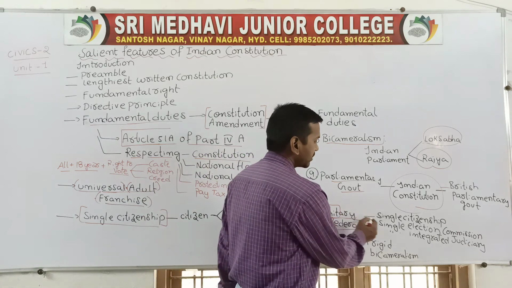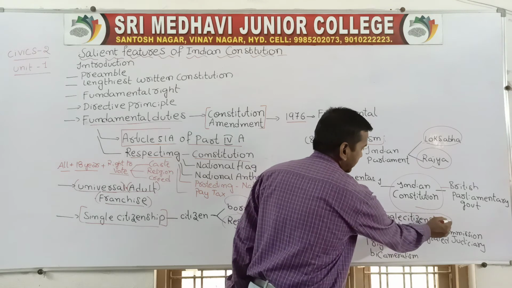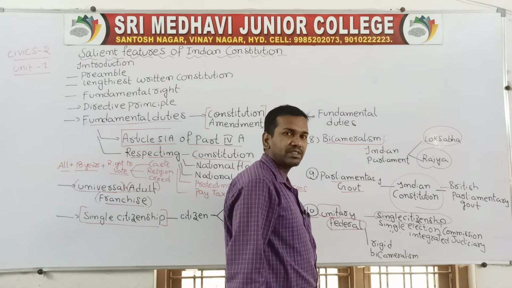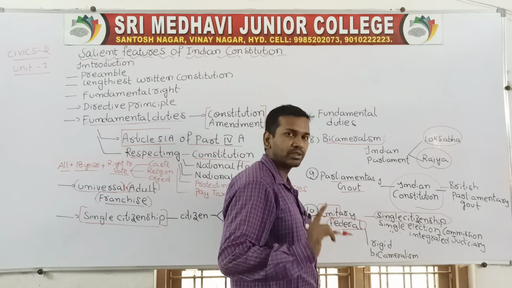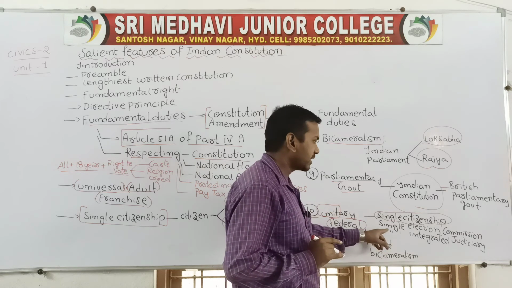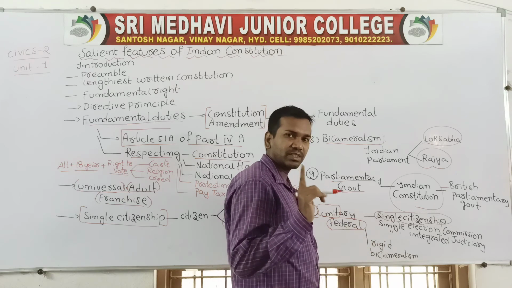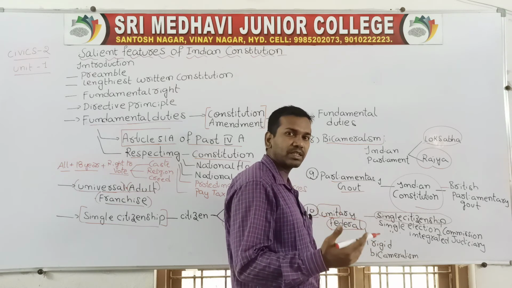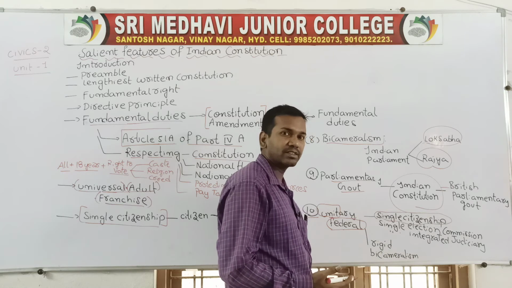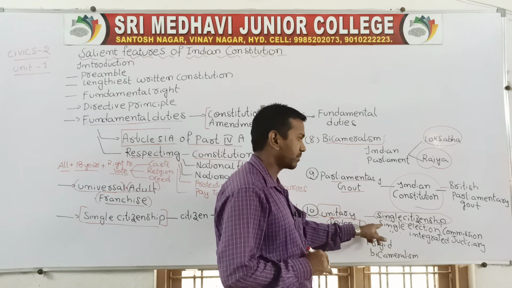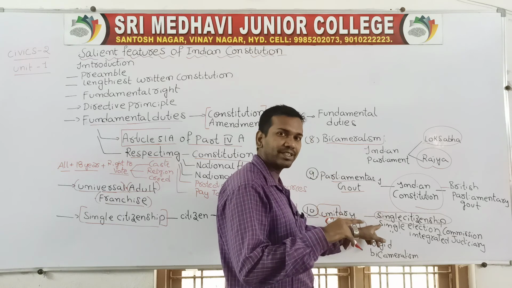Unitary in the sense, for example, single citizenship. We are following single citizenship, one citizenship, so that is called unitary. Second thing, single election commission. All over the country the election commission is only single. The election commission will perform and conduct the elections. So all the elections will be conducted by one single election commission. So this is also saying that India is unitary.